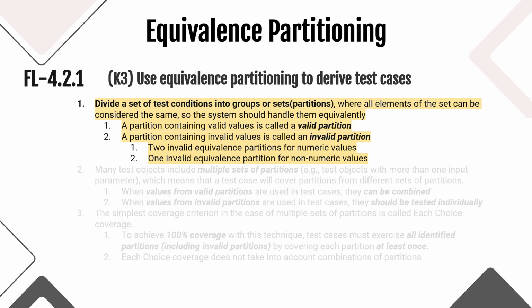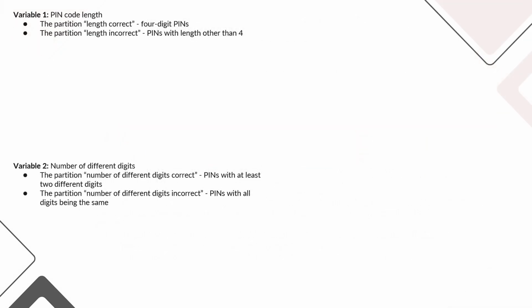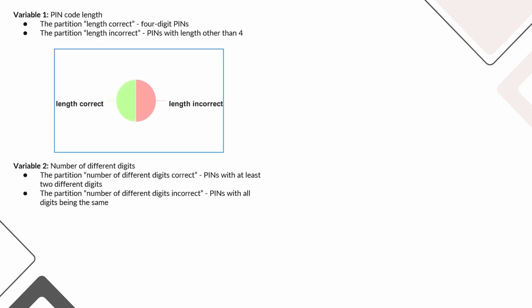So we have two variables. Variable 1, pin code length, with 2 equivalence partitions. Variable 2, the number of different digits, also with 2 equivalence partitions. As we have already emphasized many times, when you have non-numeric partitions, it is best to display them as a circle with segments. Everything is simple with the first variable. We have 2 equivalence partitions. One is valid, the other is invalid.